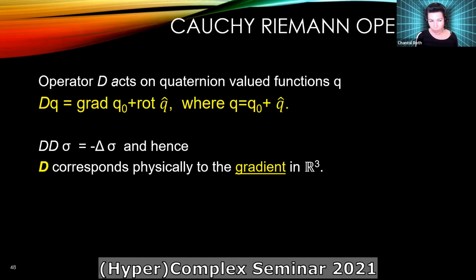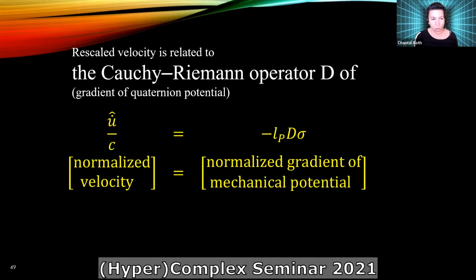To do this, we'll need an operator D, which acts on quaternions, and it corresponds physically to the gradient in 3D space, which is kind of cool. So this directly connects quaternions to the elastic solid, to physical reality. So all the calculations we do have a physical meaning. We also need the normalized velocity. Please, the details are in the paper, because there are several pages and I have no time to put this all here. So the normalized velocity is equal to the normalized gradient of the mechanical potential.